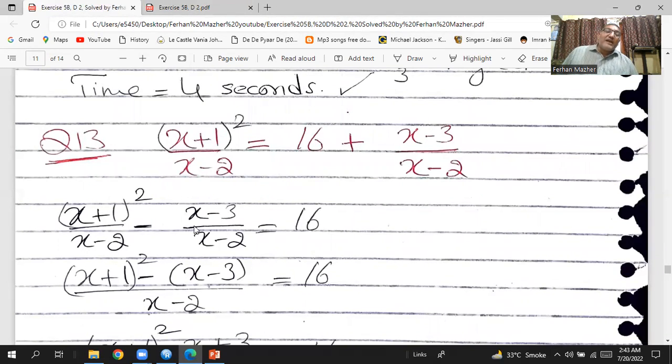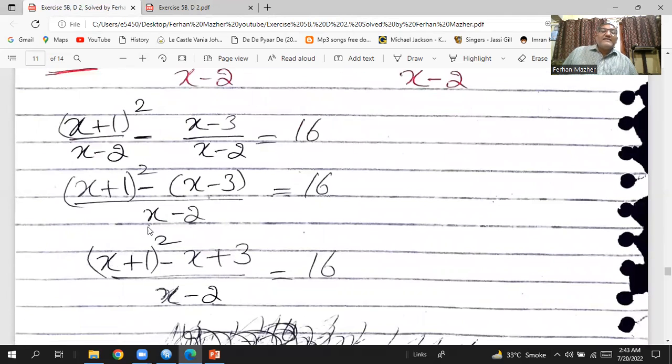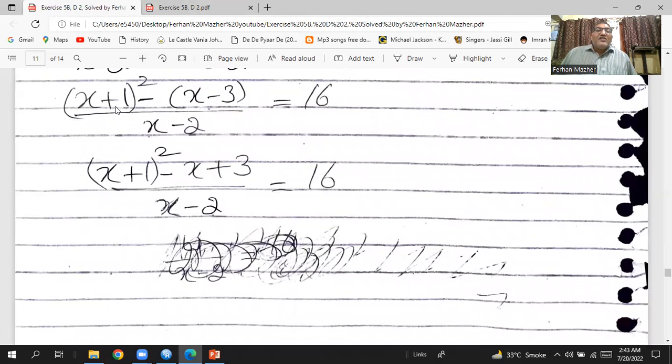Bring this to this side: minus (x minus 3) divided by (x minus 2) equals 16. So their LCM will be x minus 2. So it will be (x plus 1) whole square minus (x minus 3) equals 16. This x minus 2 will come to this side and multiply with the 16. So here you will have (x plus 1) whole square minus x plus 3 divided by x minus 2 equals 16.